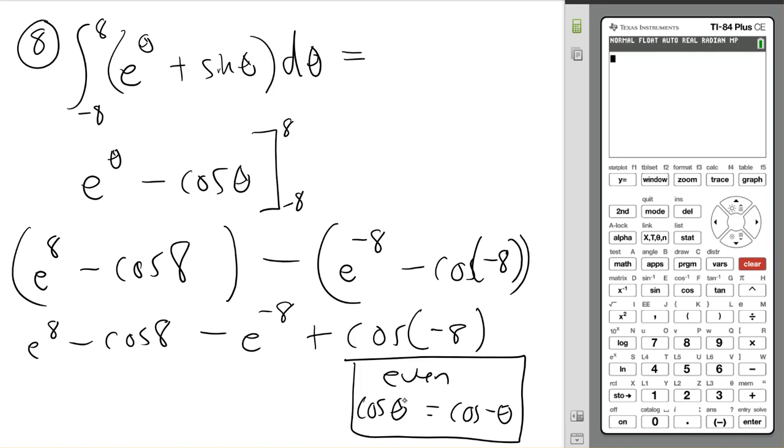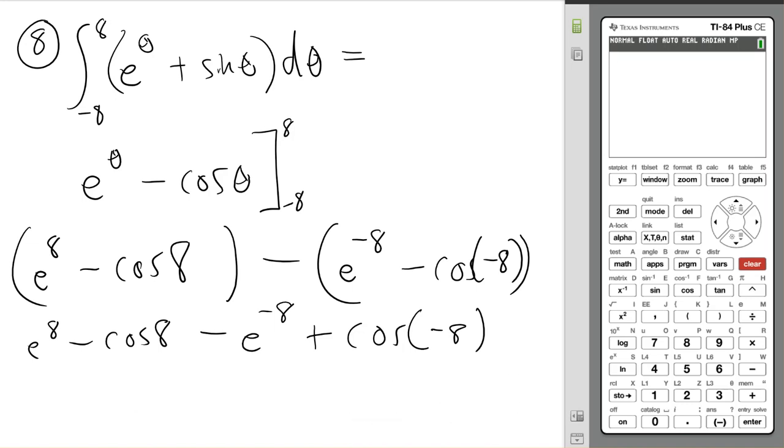So think about like in a unit circle example. The cosine of 30 is the same thing as the cosine of -30. The cosine of 45 is the same thing as the cosine of -45. So for that reason, since these are equal but opposite, because one's negative, one's positive, those will cancel out. And so I'm left with the e to the 8th minus e to the -8th.